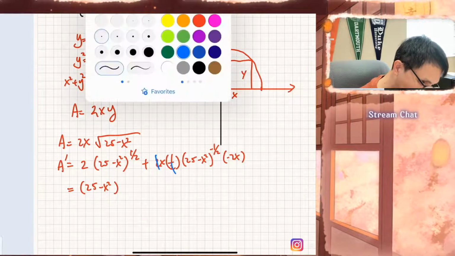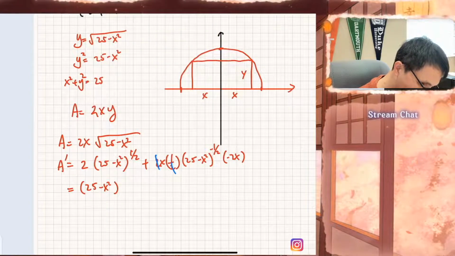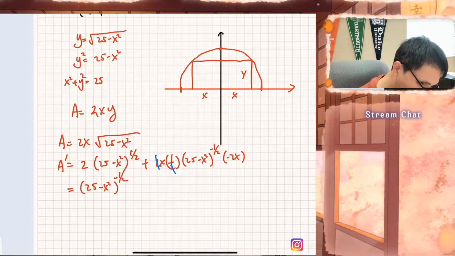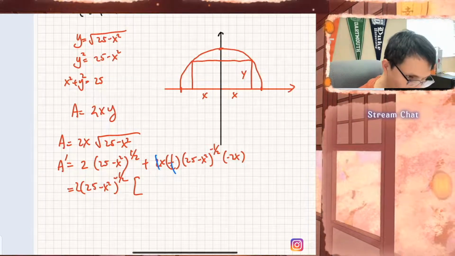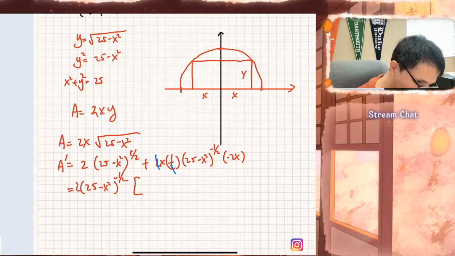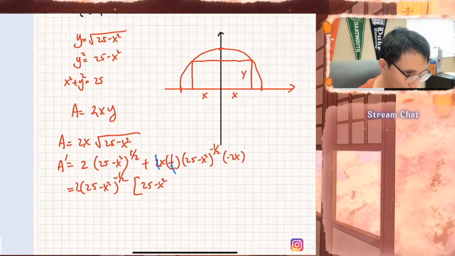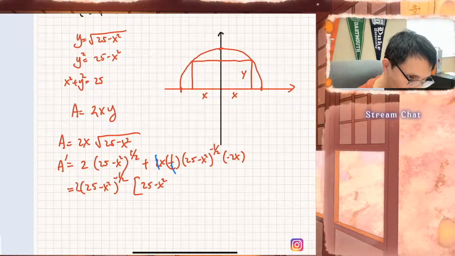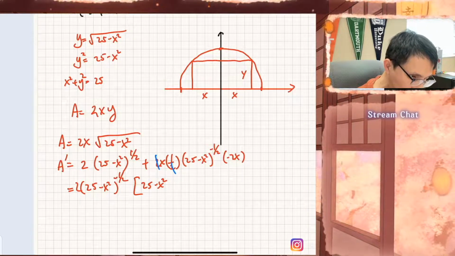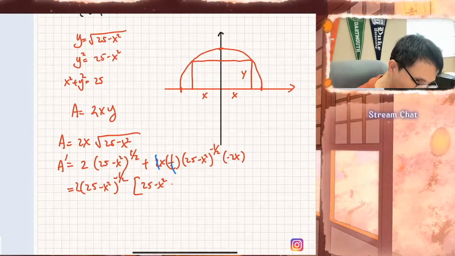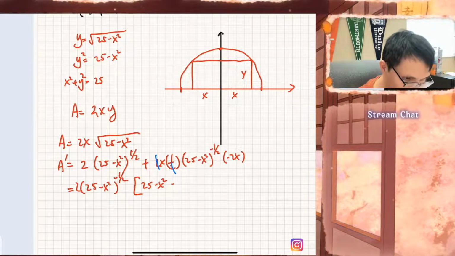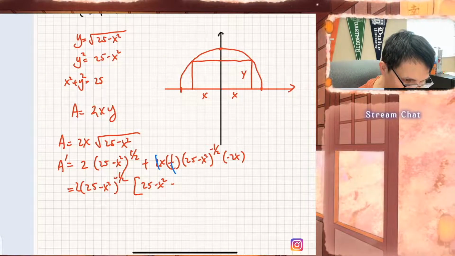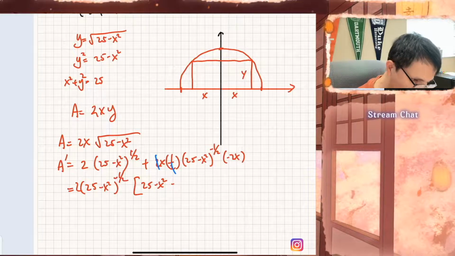And I'm going to factor out negative half, and I'm going to factor out 2. So what do I have? Well, I have 25 minus x squared for the first one, because that's going to be 1/2 minus negative 1/2. And right here is going to be minus, if I take out 2, it's going to be minus x squared.